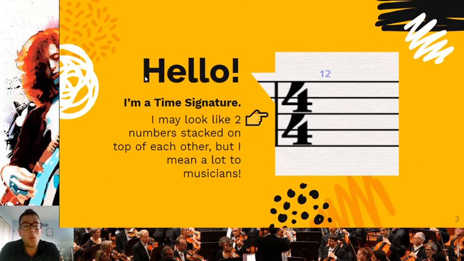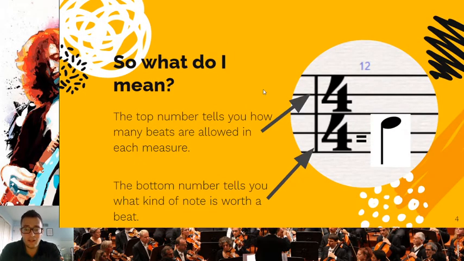So the very first thing I want to introduce you to is my friend, the time signature, which are these two numbers that are stacked on top of each other right here. We see them in music a lot. They look kind of like fractions if you know about those in math, but they're not fractions. They actually tell a musician a lot of things.